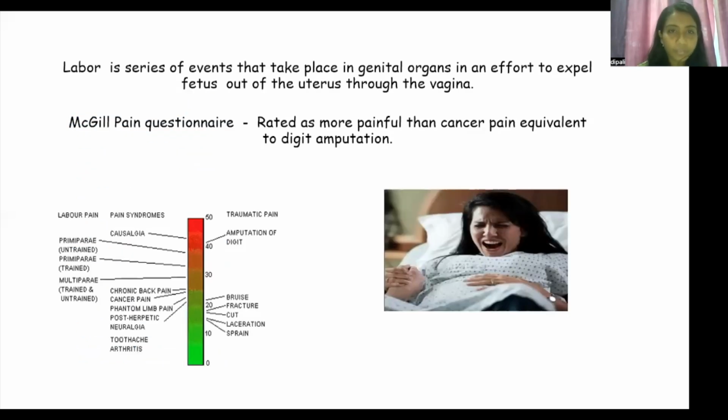Labor is a series of events that take place in the genital organs in an effort to expel the fetus out of the uterus through the vagina. According to the McGill pain questionnaire, it is rated as more painful than cancer pain and equivalent to digital amputation. So we all know that amputation of a digit is going to require anesthesia. So why not labor pain?